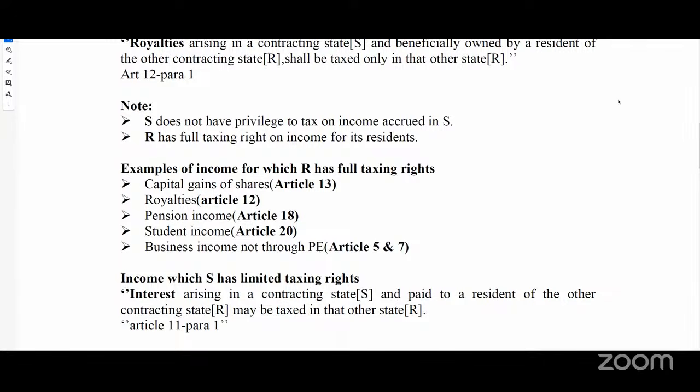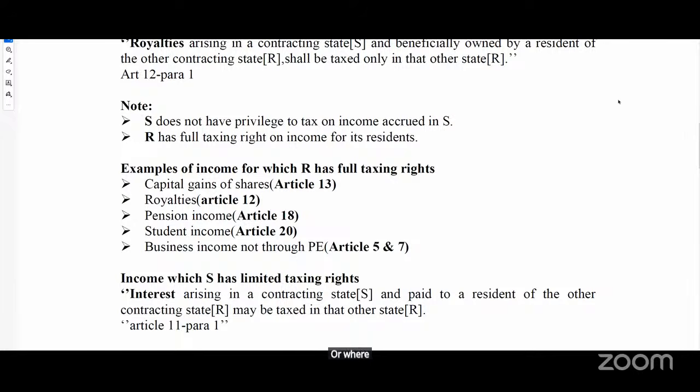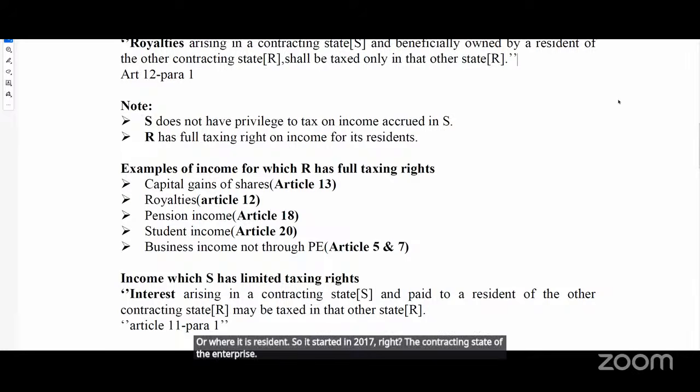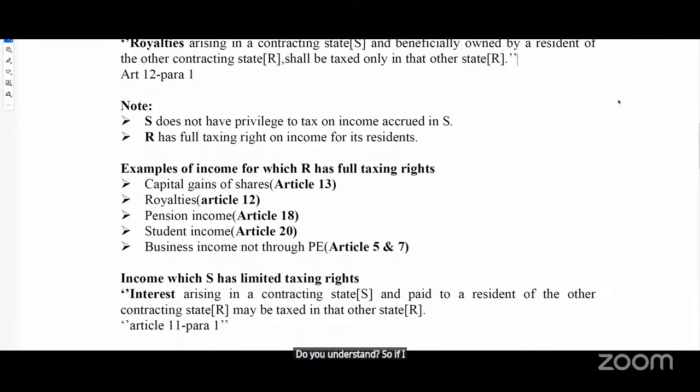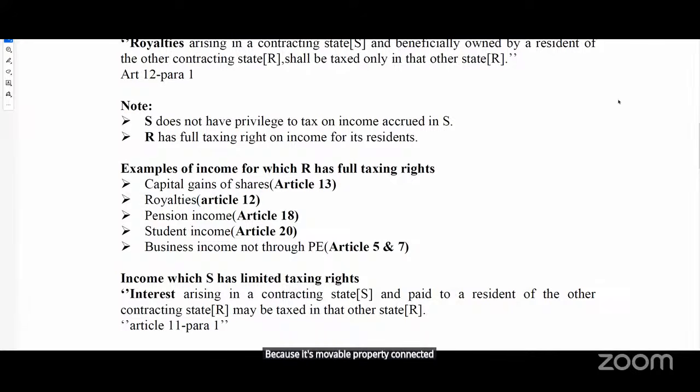This is movable property, right? So it will just be taxed in the contracting state where the aircraft or the ship is operated, or where it is resident. The contracting state of the enterprise. Do you understand? So if I operate the aircraft or the business in Ghana and I sold it, it will be taxed here because it's movable property connected with the operation of that ship or aircraft.